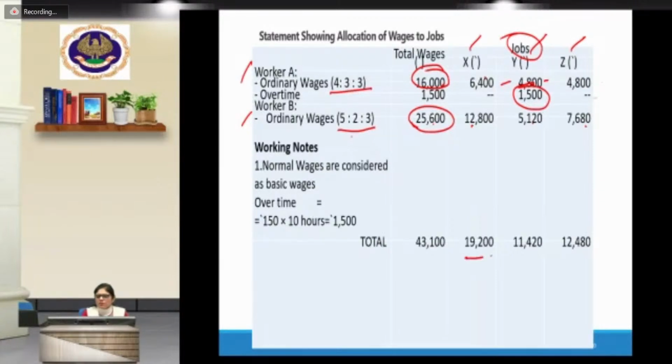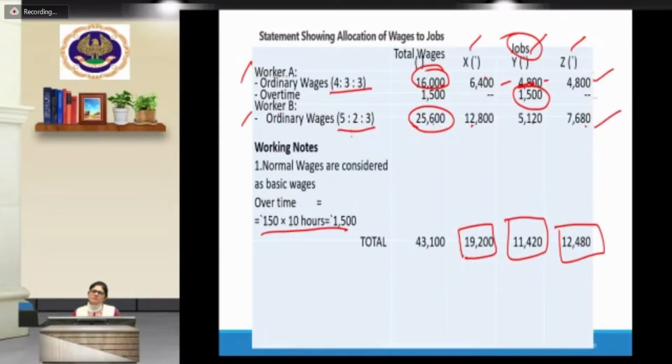So this is the total cost of job X, total cost of job Y and total cost of job Z done by worker A and worker B. This information can basically be taken from the job card. The job card will tell that on this particular job worker A has worked this much and worker B has worked for this time. Clear? So these are the normal wages and basic. They could consider the overtime rate which we have calculated. So this is how it is to be done.